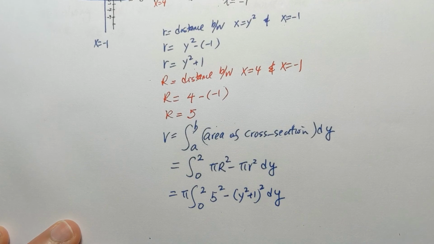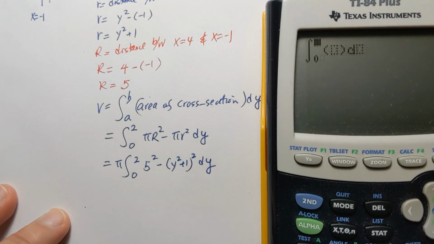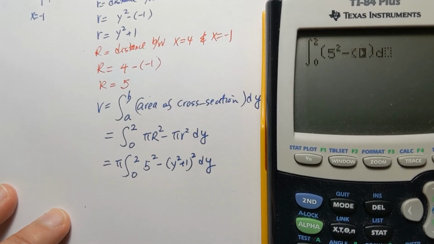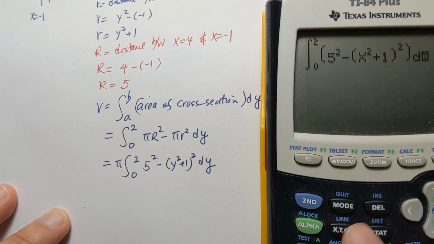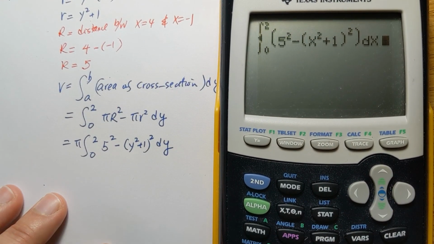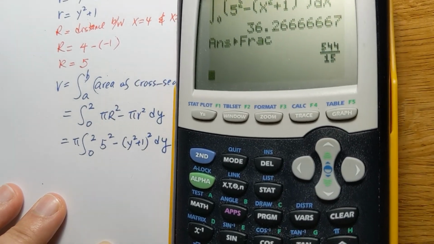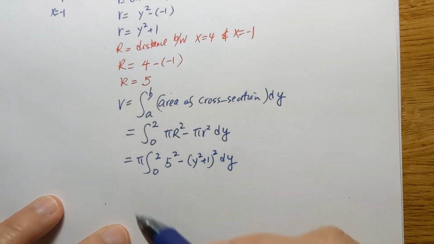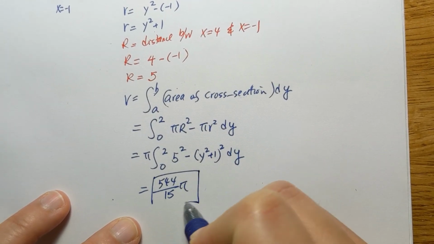Now the next step is to type it into the calculator. Math 9, 0 to 2, and then you get 5 squared minus parentheses, and then you're going to do x squared plus 1 holding square, and then dx. And then you're going to do a math frac. So you will get 544 over 15. So therefore the final answer is 544 over 15 pi. So we finished.